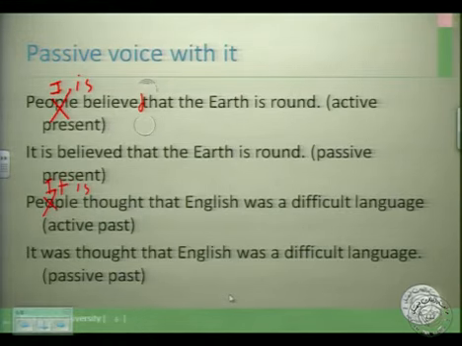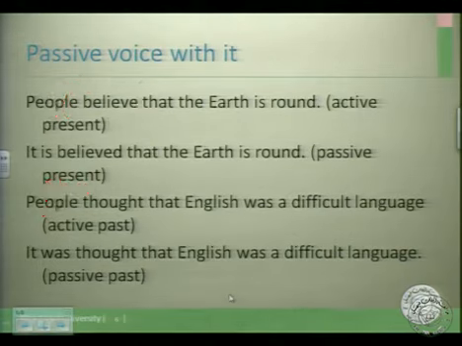So it's not always subject, verb, object, and then we have the "by" phrase, the cake was made by Noha. No, sometimes we don't have "by". Sometimes we don't have the regular or the normal system of the passive voice. We have something like it is believed, it is thought, it is found, it is seen, and so on.